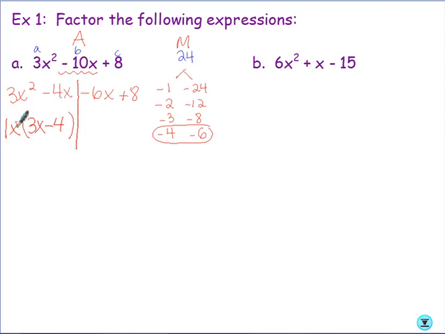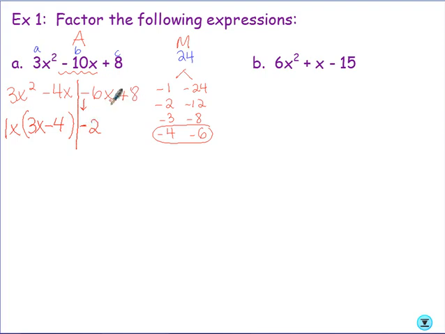1x, take away 1x, leaves me with no x's. 1 take away 1 is 0. We're going to do the exact same thing on this side. What can 6 and 8 both be divided by? Well, that's 2. Here's what's important though. Whatever sign you see here comes down.